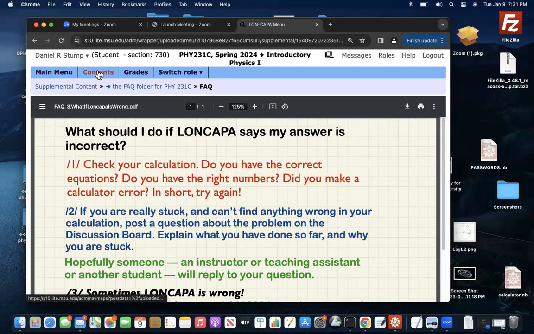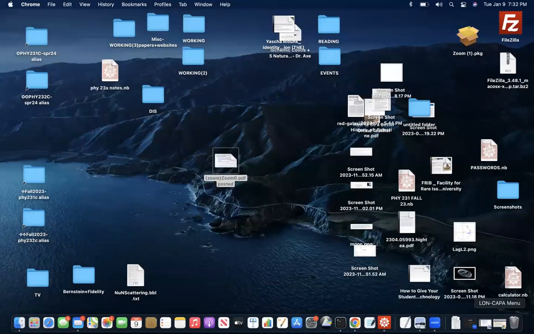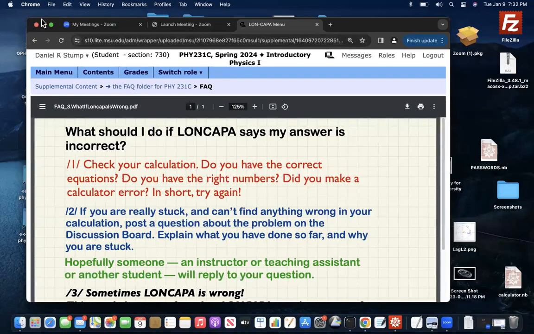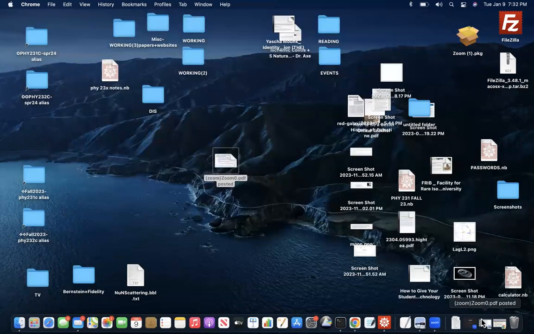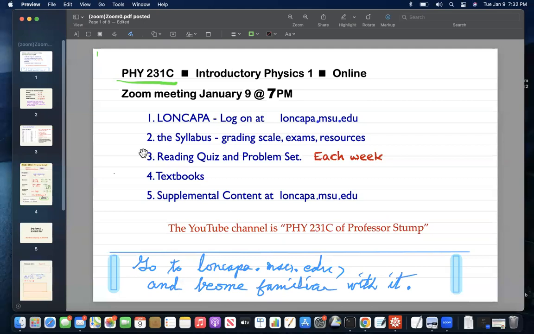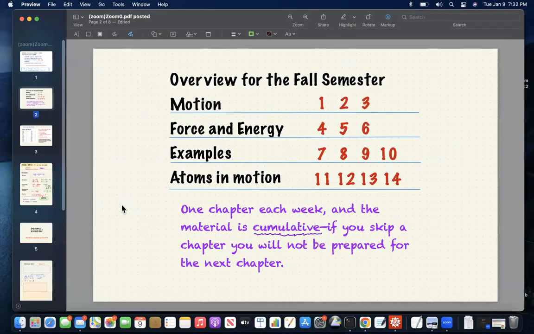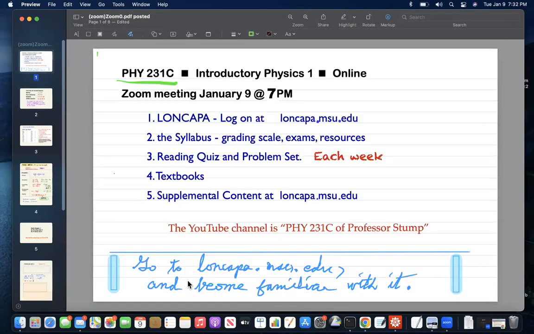All right, well, that's pretty much everything I wanted to say about Lon Kappa. You just have to start using it, and it'll take you a little while to get used to it if you haven't used it before, but you'll get used to it pretty quickly. All right, read the syllabus. Syllabus describes the grading. Each week, there'll be a reading quiz and a problem set. You know about the 2 textbooks. You know about the supplemental content. Okay, so go to Lon Kappa, become familiar with it, and start doing the homework.